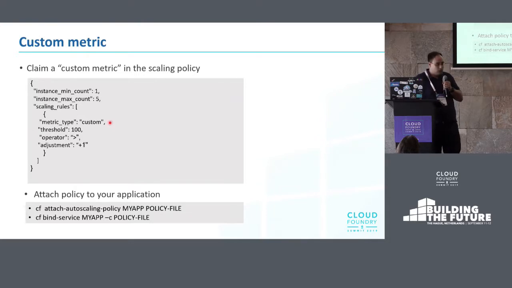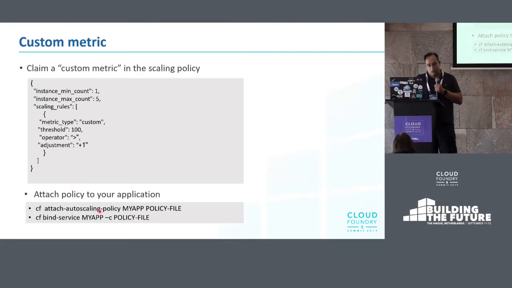And for those that don't know what a scaling rule looks like, at the moment you give it a threshold. You say, okay, if over the threshold with that operator, you need to adjust by +1, by adding one application instance if that rule is triggered.